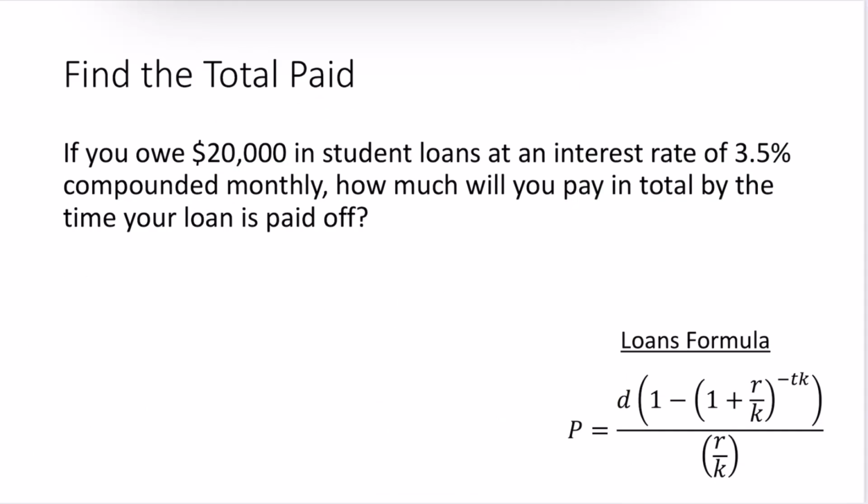And it looks like on this one we're also missing the years. So let's say that the number of years that you're using to pay off your student loans is 6. So go ahead and give this one a try and then restart the video to see how I would solve it.